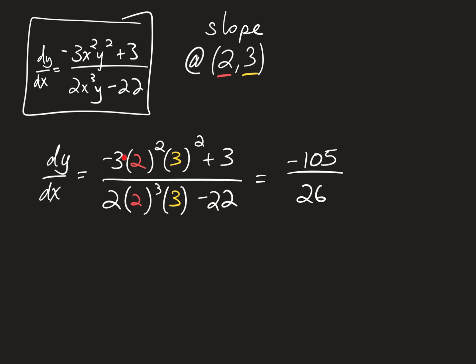And when you simplify the numerator, you should get negative 105. And when you simplify the denominator, you should get 26. So this is the slope of the graph at (2, 3).